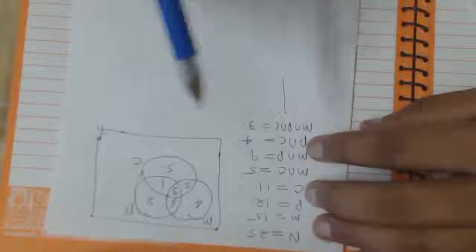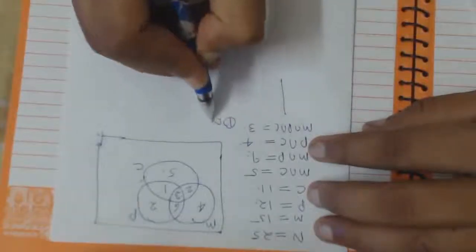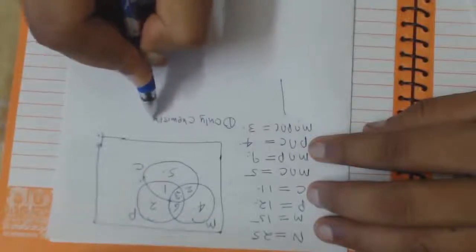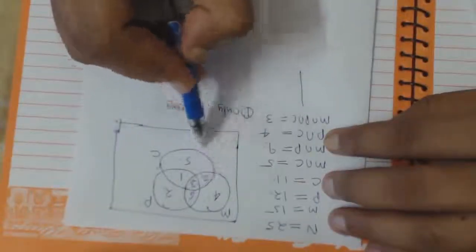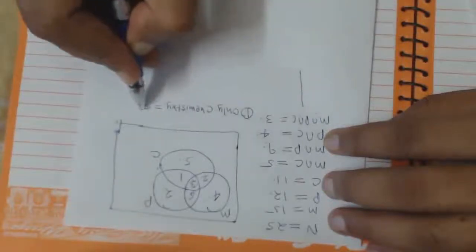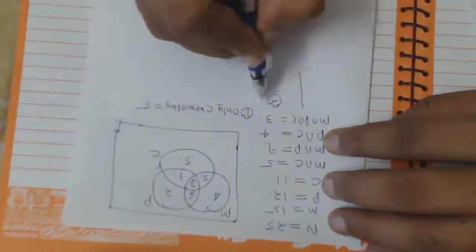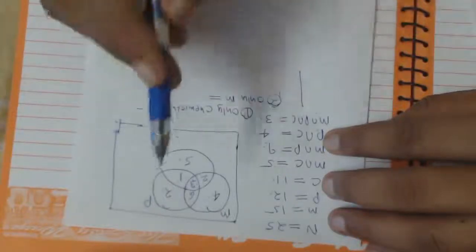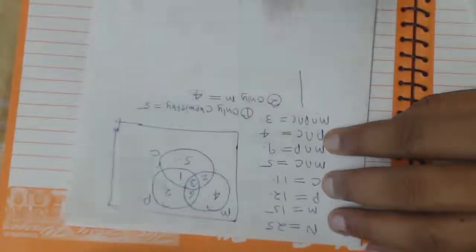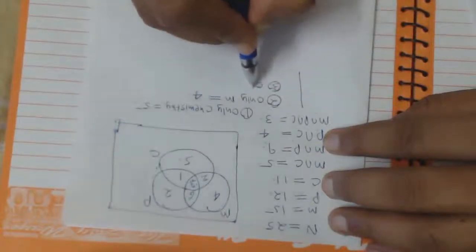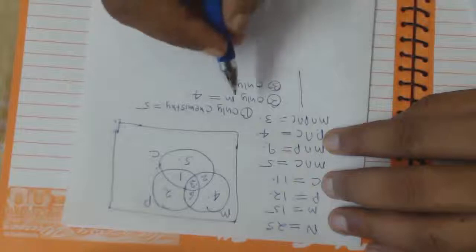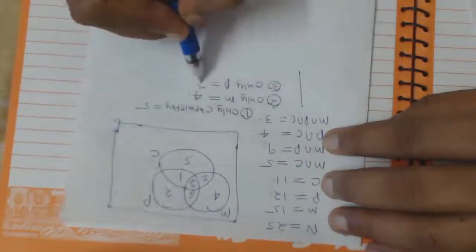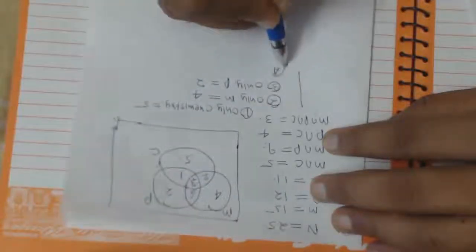So, first one is only chemistry. So, chemistry only 5. Second one is only mathematics. So, only mathematics is 4. Third one is only physics. Only physics is 2.